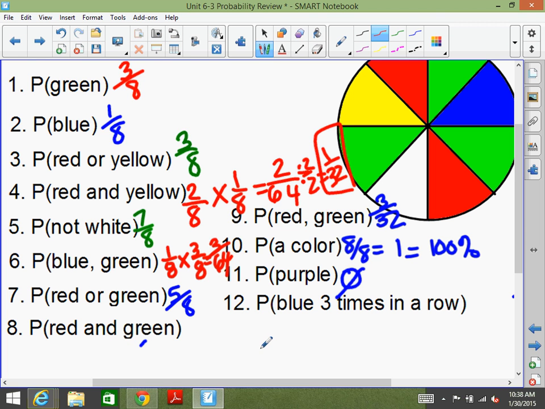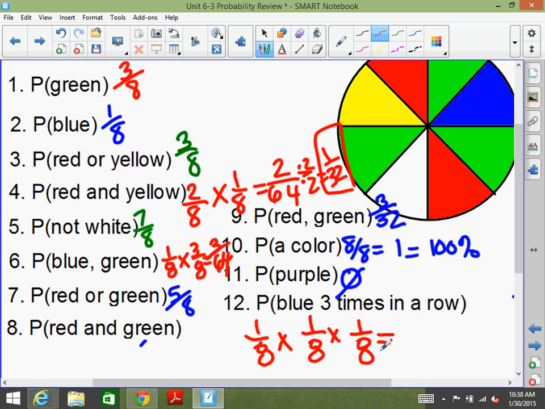It's going to be what, Amy? It is compound. Yes, ma'am. It's compound. You got it. Because how many times am I doing it? 3 times. So how many fractions should I have? 3 fractions. And what are those fractions? 1 out of 8 times 1 out of 8 times 1 out of 8. Yes, ma'am. The thought process that Amy went through was perfect.